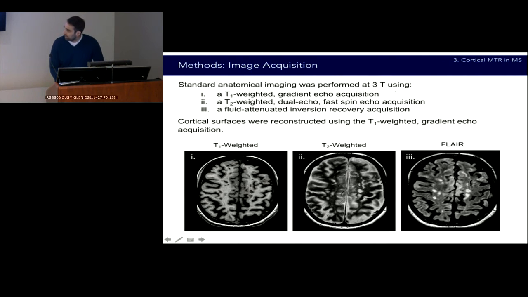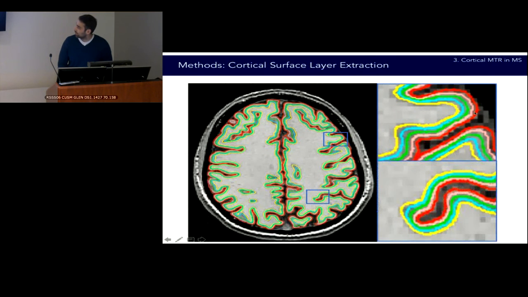Using the 1 millimeter isotropic T1 weighted image, we then extracted the layers of the cortical surface. So this image shows the white matter here in the center, and then moving outward, we have the white matter boundary in yellow, as well as what I'll refer to as the inner, mid, and outer cortical boundaries.